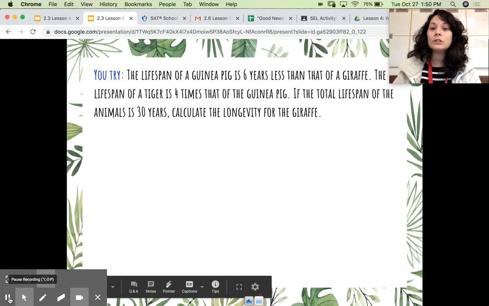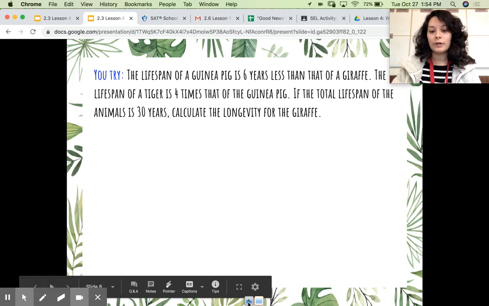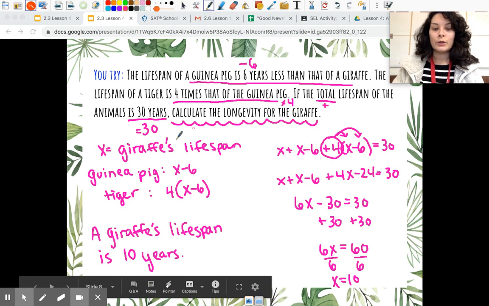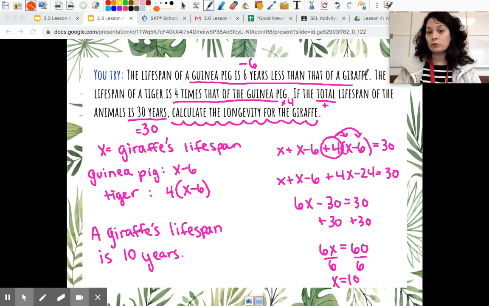Okay, so here's one for you to try. I'll pause the video, and when we unpause, you'll see a solution. Okay, so here's what you should have gotten for this one. It says that the lifespan of a guinea pig is 6 years less than that of a giraffe. So again, less than, you're going to flip the order of the terms. You're going to take the lifespan of a giraffe and write that value first, and then subtract 6 from it.